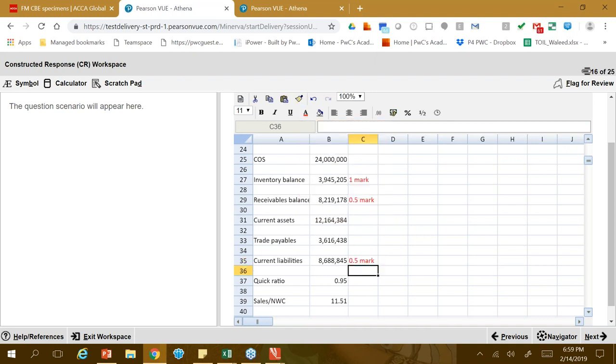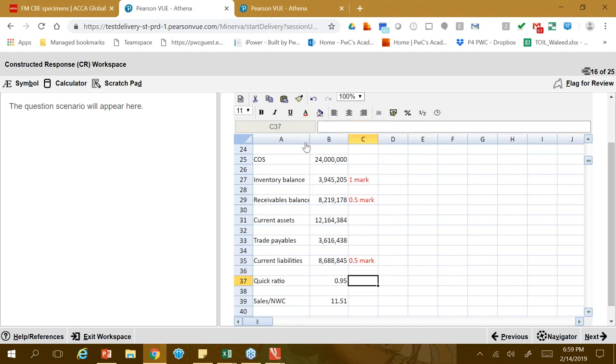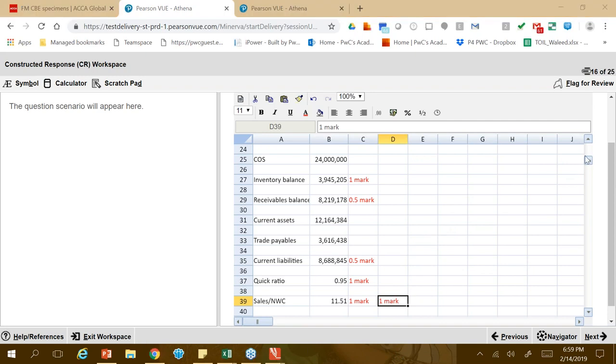You would have got 1 mark for doing the quick ratio. 1 mark for doing the sales to net working capital, and 1 mark for doing the net working capital. So basically 2 marks here for this final ratio. So that is your 5 marks here. Now I'm okay to take some questions at this point. So can I have some questions?